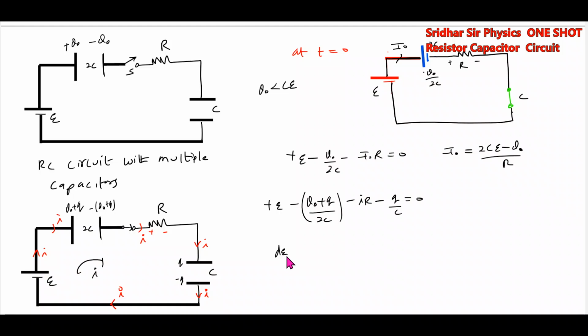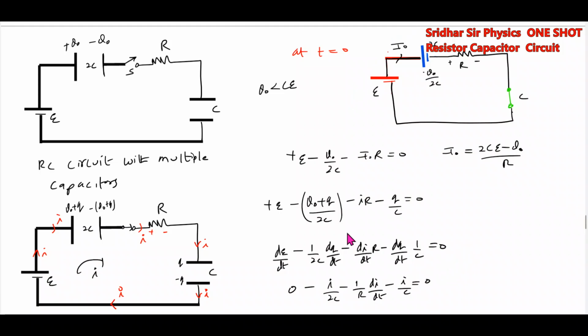Differentiating this, dE by dt. Q naught is a constant, so this will become 1 by 2C dQ by dt minus R di by dt minus dQ by dt into 1 by C equals 0. E will be constant. Then this will become I by 2C. This will become R di by dt minus I by C equals 0. Now further we'll solve it.